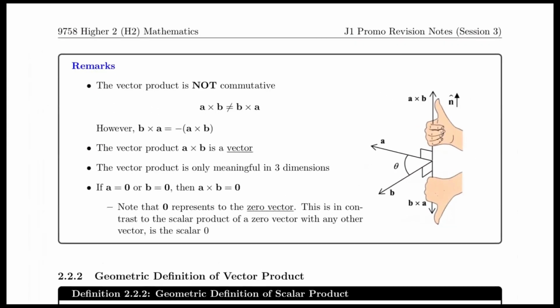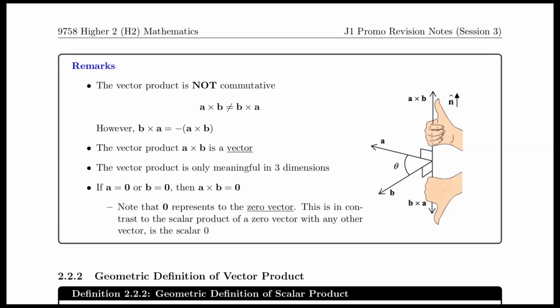A cross B is not the same thing as B cross A. Why? Very simple reason. We use the grip rule again to remember. When you take A cross B, remember just now how I do my IJK thing, right? If my I is this way, my J is this way, it means my K is this way. This is A cross B.